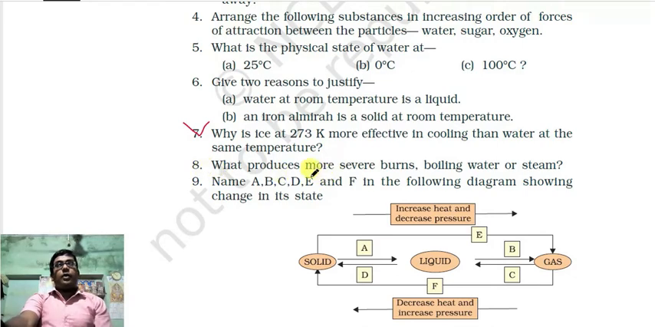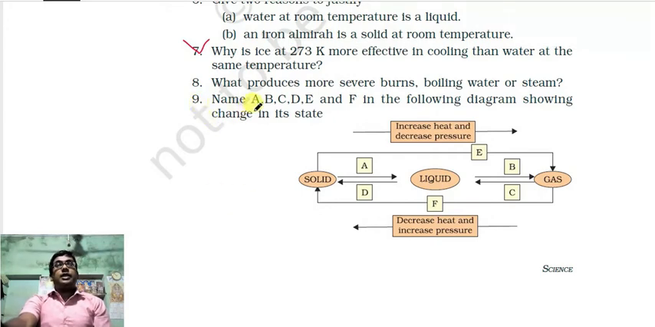What produces more severe burns, boiling water or steam? Steam will cause severe burns. Why? Because steam contains more energy than water. Boiling water is at 100 degree centigrade, steam is also at 100 degree centigrade. Both temperatures are same. But water, by gaining some energy, which is known as latent heat, converts into steam. That means steam contains more energy, which is why it causes more severe burns.